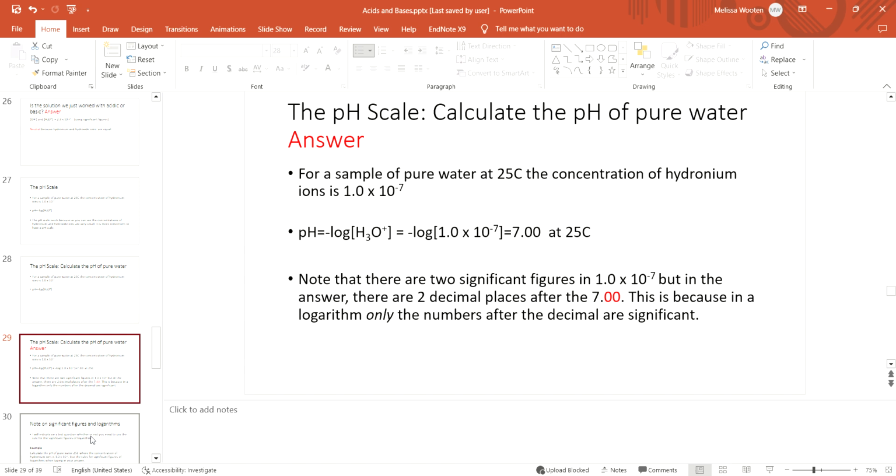Now you should note that there are 2 decimal places after 7.00, even though there are only 2 significant figures in 1.0 times 10 to the negative 7th in your problem. This is because in a logarithm, only the numbers after the decimal are significant. So when you take the logarithm, only the numbers after the decimal will be significant.